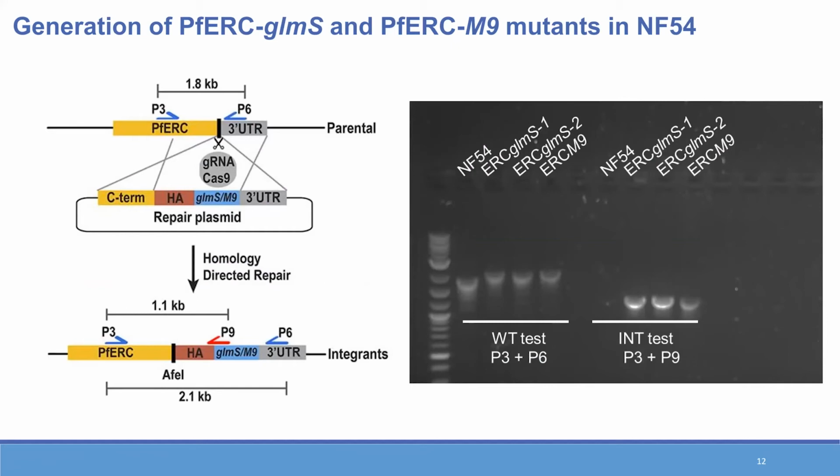So the first thing that I had to do is remake the GLMS and M9 cell lines using CRISPR-Cas9 gene editing in NF54, since Manuel's lines were made in 3D7, which do not form infectious gametocytes. When tagging with the GLMS, we also appended an HA tag to the 3' end of the gene so that we can monitor protein expression, subcellular localization, and perform co-immunoprecipitation assays. We were able to obtain 2 independent clones for the GLMS line and 1 for the M9, and this was confirmed by PCR integration shown on the right.